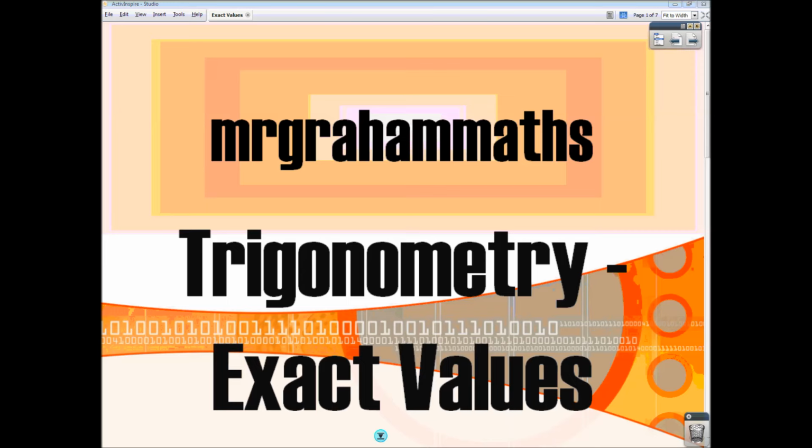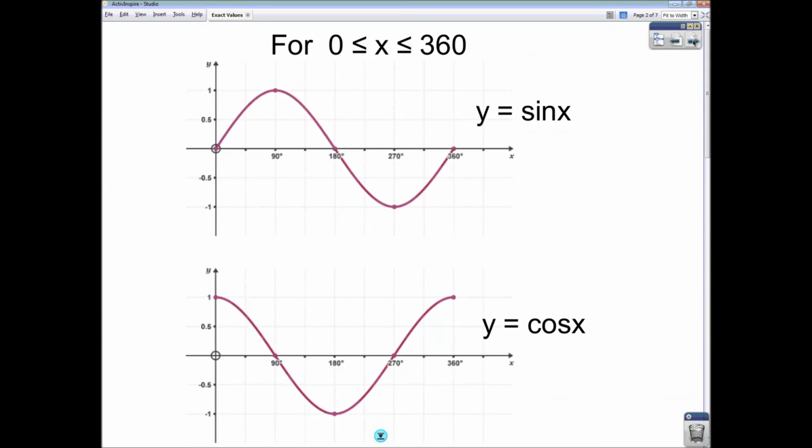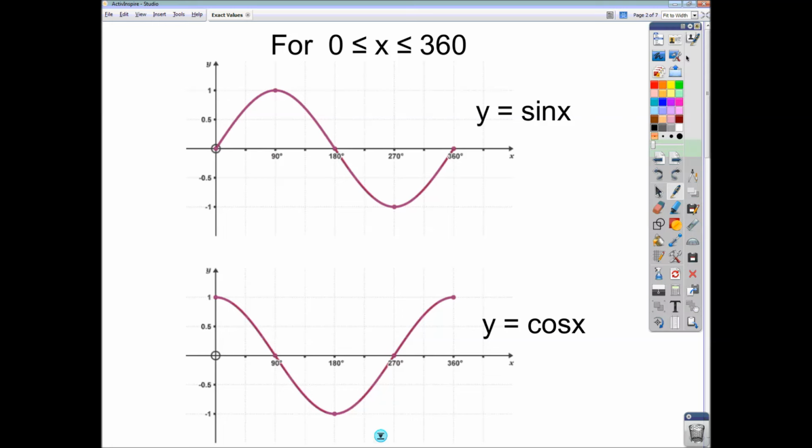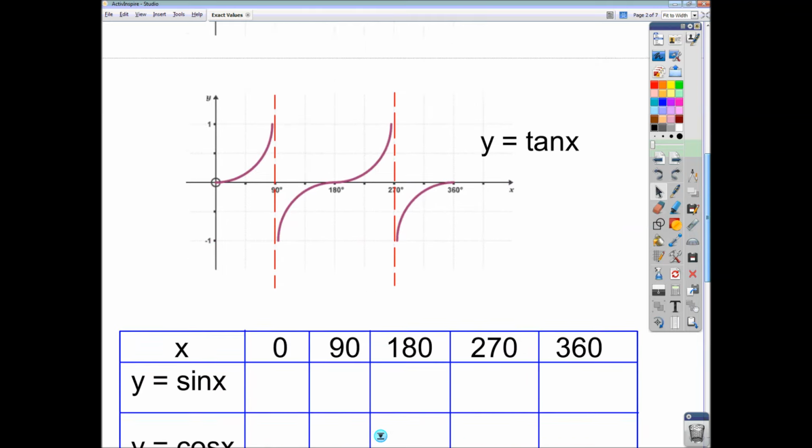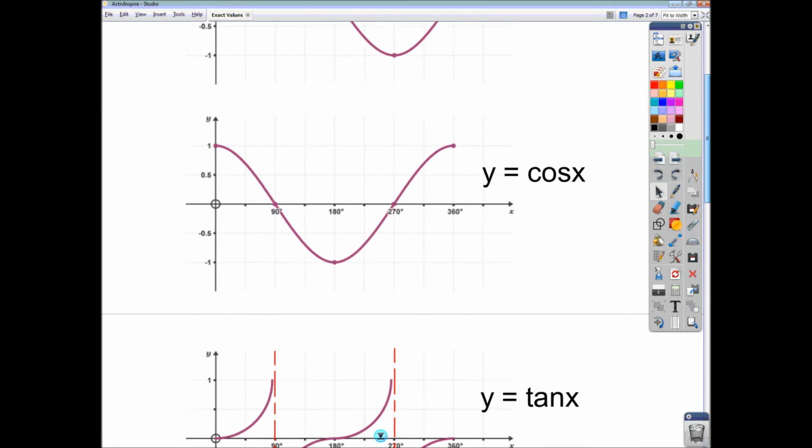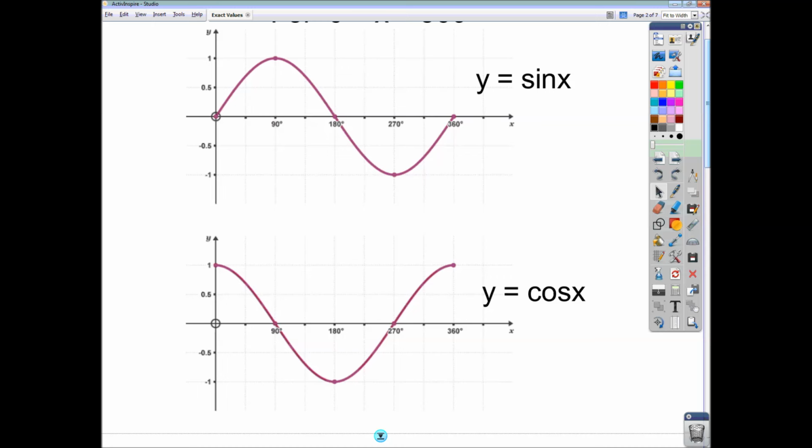In this video, we're going to have a look at how best to define exact values of sine, cos, and tan of particular angles. Now, you all have to know how the sine wave, cosine wave, and tan wave behave between 0 and 360. So there's the sine wave there, there's the cosine wave, and there we have the tan wave down there.